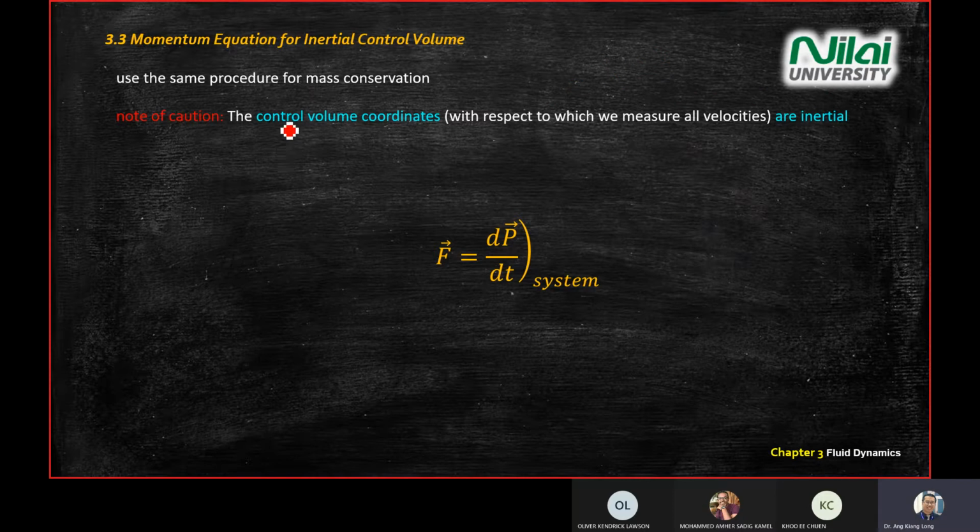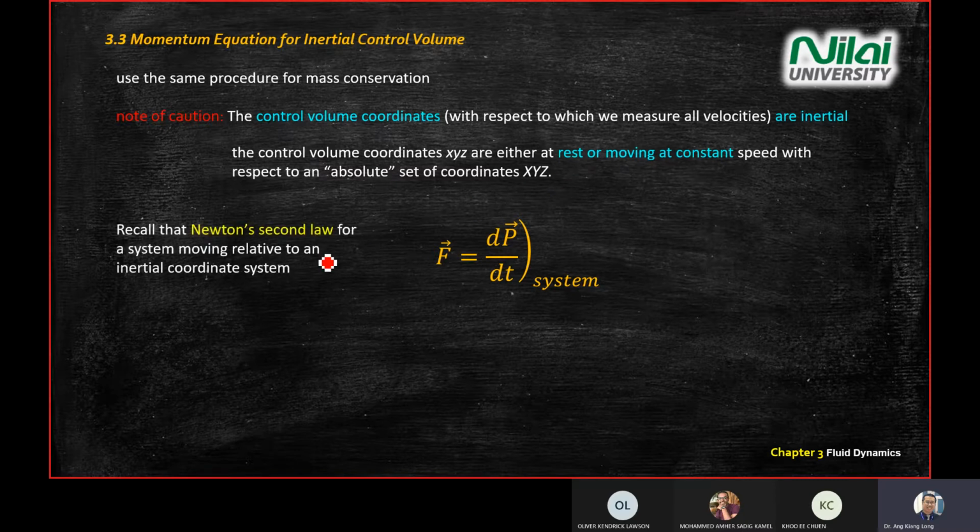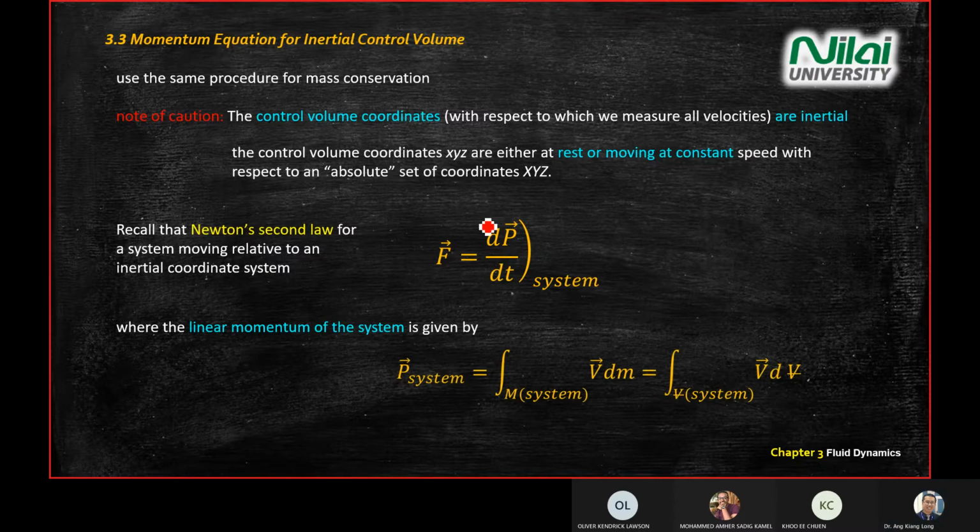We now focus on the control volume coordinates, and we will assume that all the particles or all the movement in the control volume will be at rest or moving at a constant speed. This is what we will assume. So we will recall the Newton law given by this equation. I just explained what momentum is. Momentum is mv. Again, in this chapter, we use P as momentum.